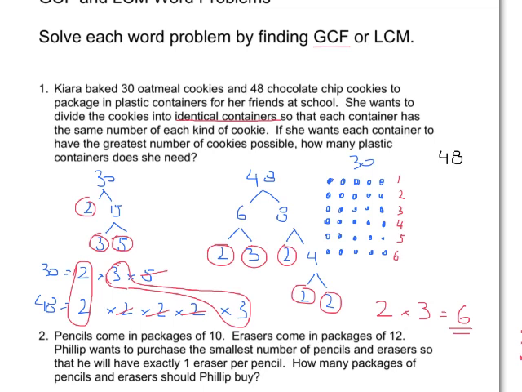Okay, and then I'm going to do the same thing for the 48 chocolate chip cookies, and I'm going to do those in black. I have a feeling I might run out of room here because when I divide 48 by 6, I'm going to get 8 chocolate chip cookies in each container. So I'm going to try and do this a little bit faster so we don't run out of time. 1, 2, 3, 4, 5, 6, 7, 8.